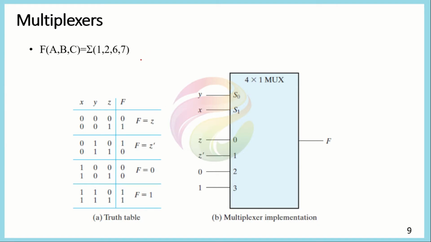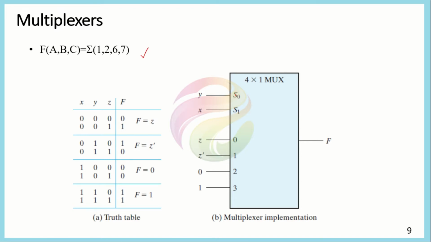Suppose we have a Boolean function which is represented by these min terms 1, 2, 6, and 7. If we look at the last example, we can see that we had to use a multiplexer with a 3-bit selection line. But we can also represent the same function with an efficient implementation using only a 4 cross 1 multiplexer, because a 4 cross 1 multiplexer only has a 2-bit selection line.